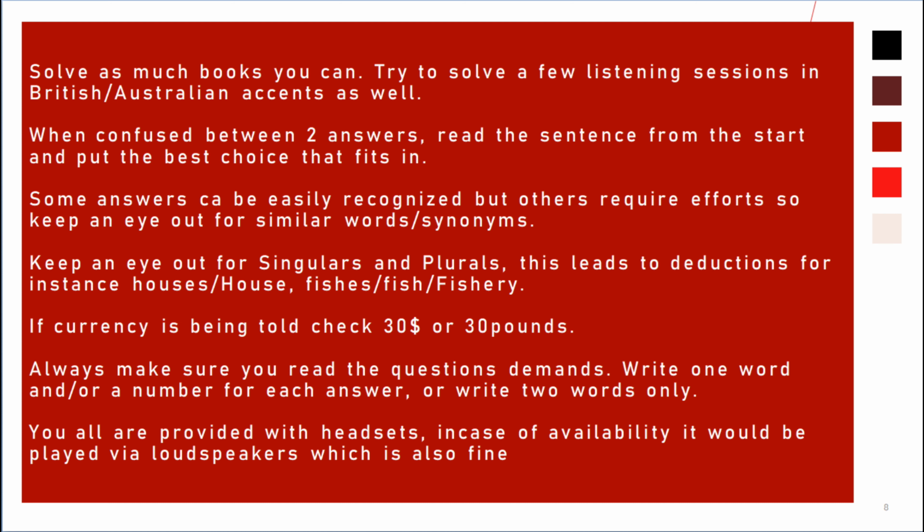Also, always make sure that you read the question demands. Write one word or write one word and a number. So whatever the question says, you should always answer according to the requirement. You are always provided with the headsets, no matter you are going for a written test or a computer-based test. However, in a rare chance, you might not get the headset and there are loudspeakers. So don't worry, that also works fine and you can score easily.